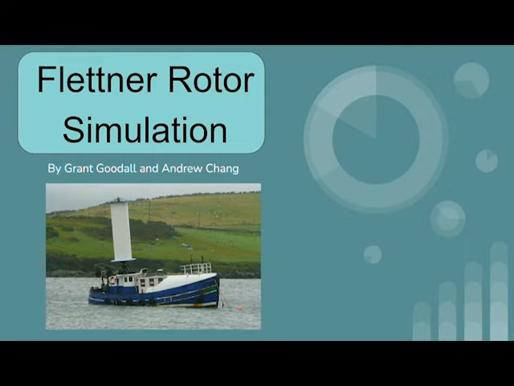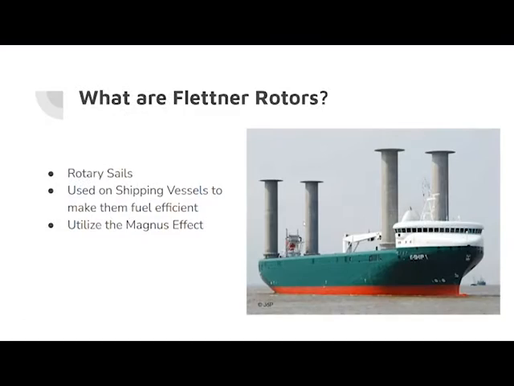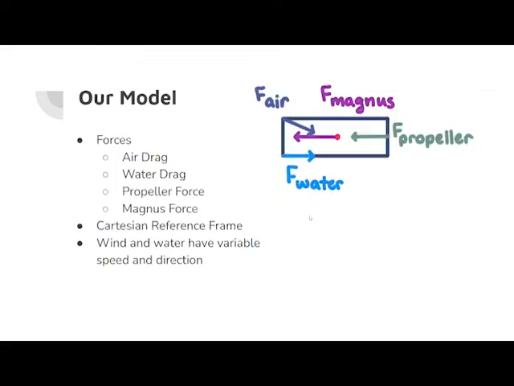We did a Flettner rotor simulation of the Magnus force. So what are Flettner rotors? They are just rotary sails that are used on shipping vessels. It makes them more fuel efficient, and it uses the Magnus effect, which is a reaction to a wind force by a cylindrical or spherical object to sail.